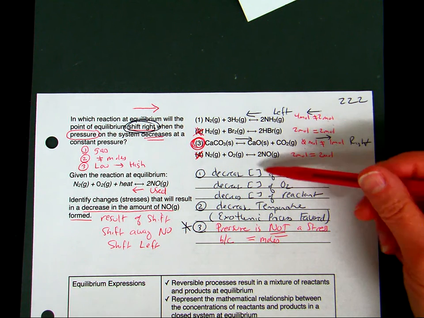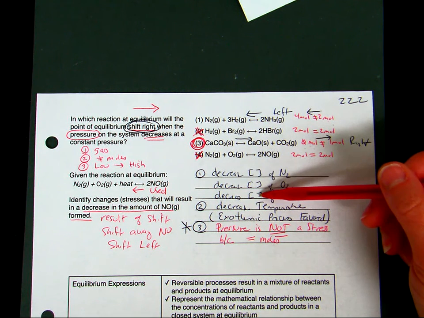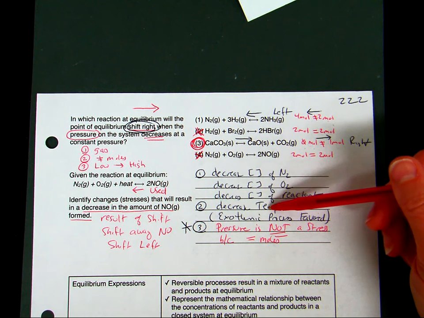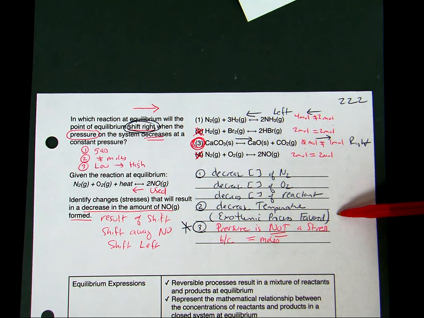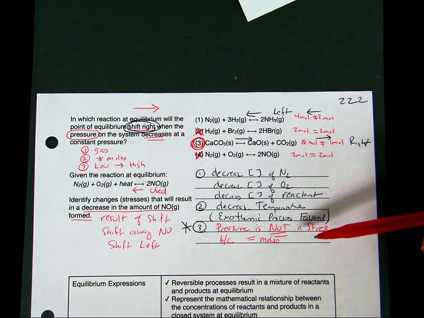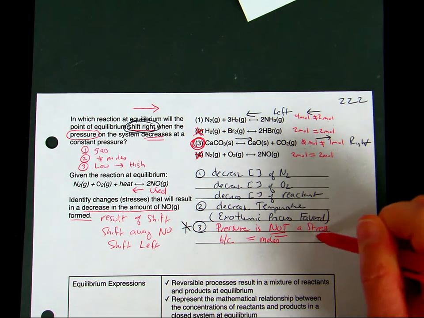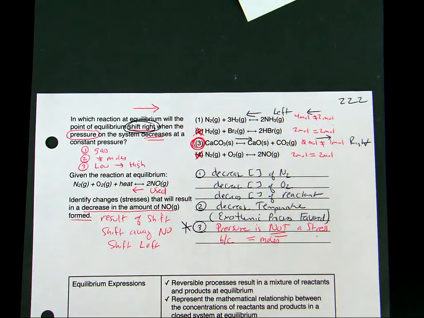So in this question you have to identify decreasing the concentration of one of the reactants or decreasing the temperature, removing heat to favor the exothermic. So watch out with pressure: you have to think through the process to see if it can be a stress.